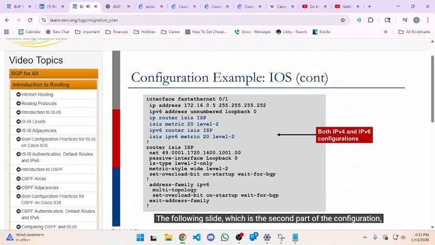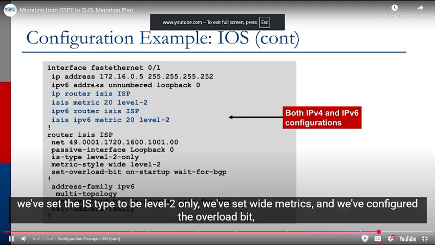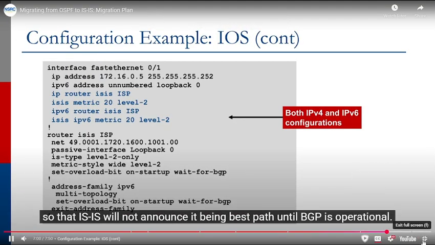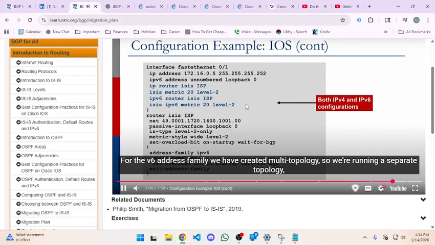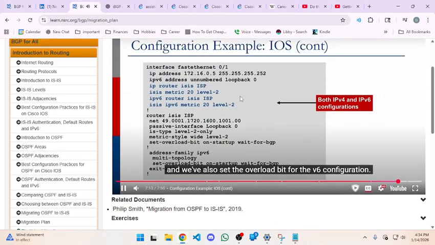The following slide, which is the second part of the configuration, shows another example interface and then how the ISIS process itself is configured. Note the key features: the NET address, the passive interface for the loopback, we've set the IS type to be level 2 only, we've set wide metrics, and we've configured the overload bit so that ISIS will not announce it being best path until BGP is operational. For the v6 address family, we have created multi-topology, so we're running a separate topology, and we've also set the overload bit for the v6 configuration.